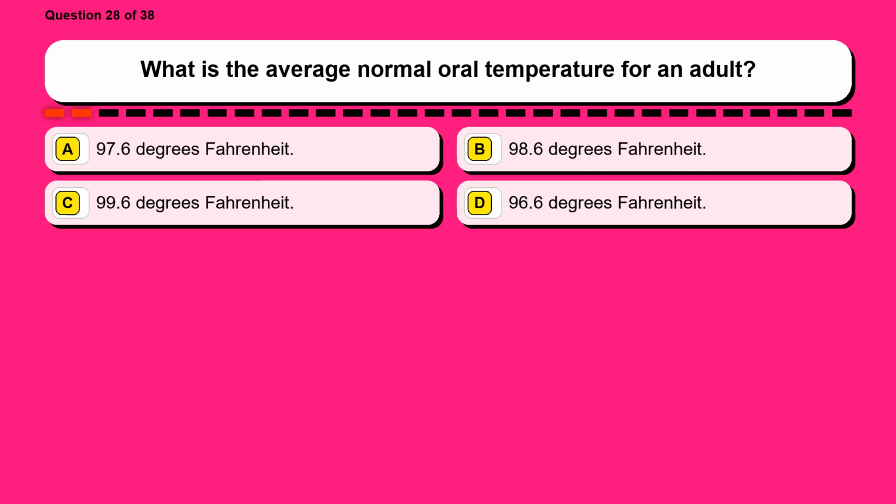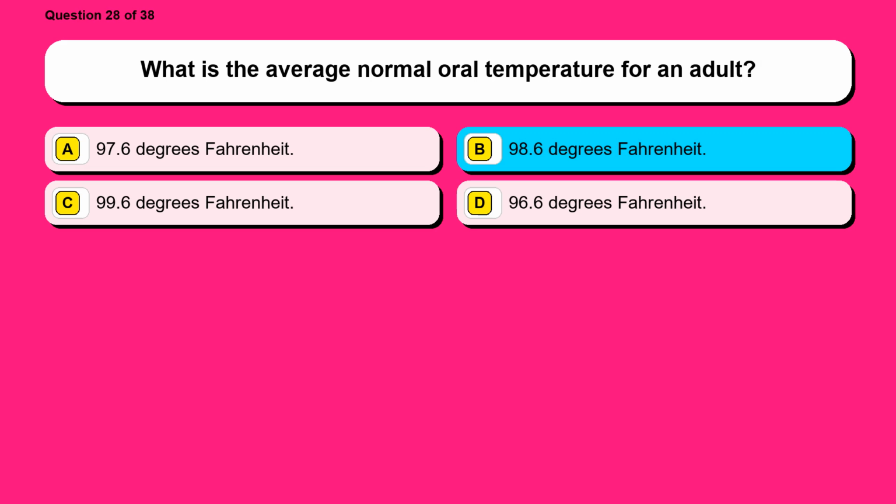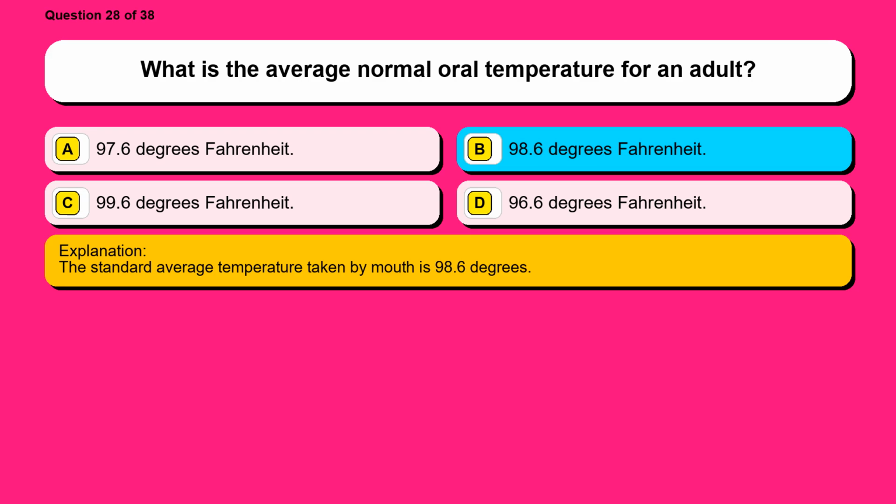Question 28. What is the average normal oral temperature for an adult? Option A, 97.6 degrees Fahrenheit. Option B, 98.6 degrees Fahrenheit. Option C, 99.6 degrees Fahrenheit. Option D, 96.6 degrees Fahrenheit. The correct answer is option B, 98.6 degrees Fahrenheit. The standard average temperature taken by mouth is 98.6 degrees.